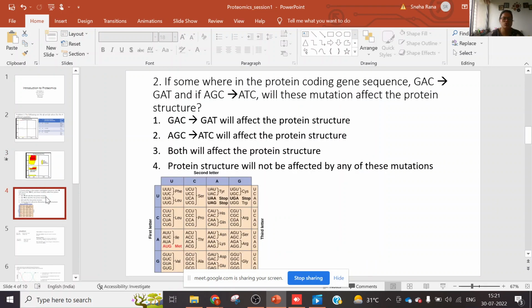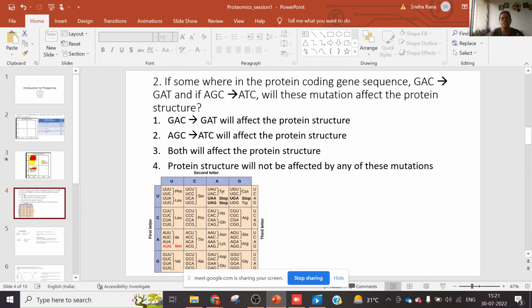So we will move to the second question. In this section we will be talking about mutations and how they affect a protein structure at the end. Basically, we know that genes code for proteins. Genes are transcribed into mRNA. mRNA is then converted into protein via the translation mechanism.